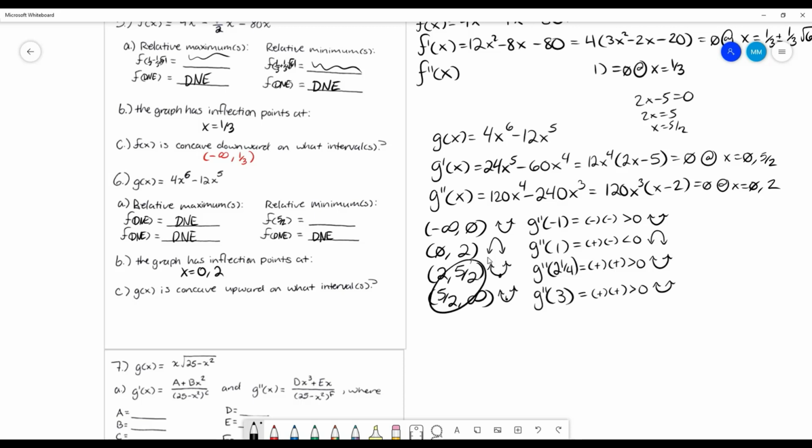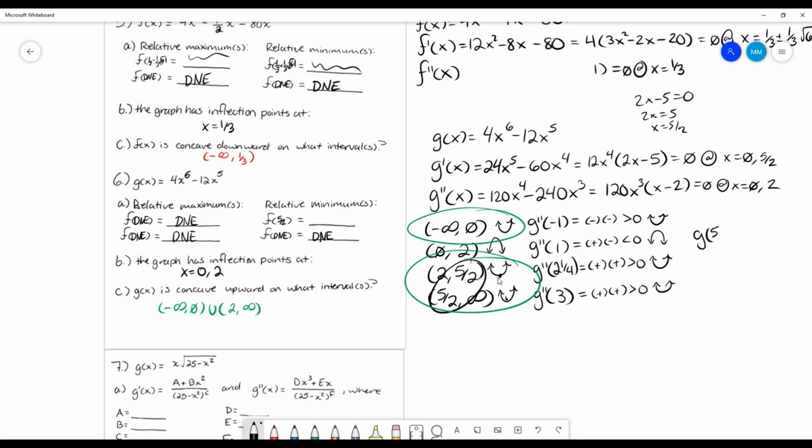It says g of x is concave upward on what interval? So that's going to be here and here. So it's going to be from negative infinity up to 0, union 2 up to infinity. If I did that right, that doesn't feel perfectly right. And then plug that in.